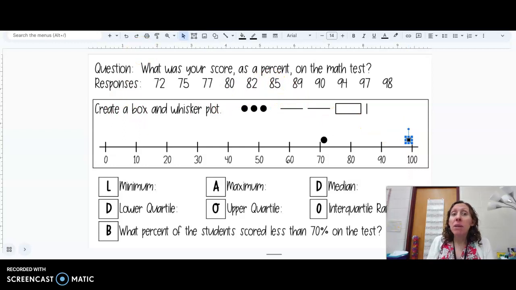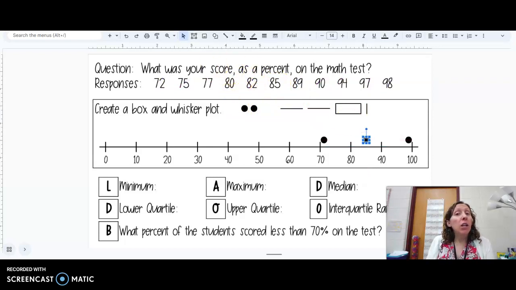Then we need to find the median. So we're going to cross off the smallest and the largest. I'm going to do 3 smalls to save some time, and then 3 larges. Then a small, then a large. So our median is at 85. So one more dot here at 85.